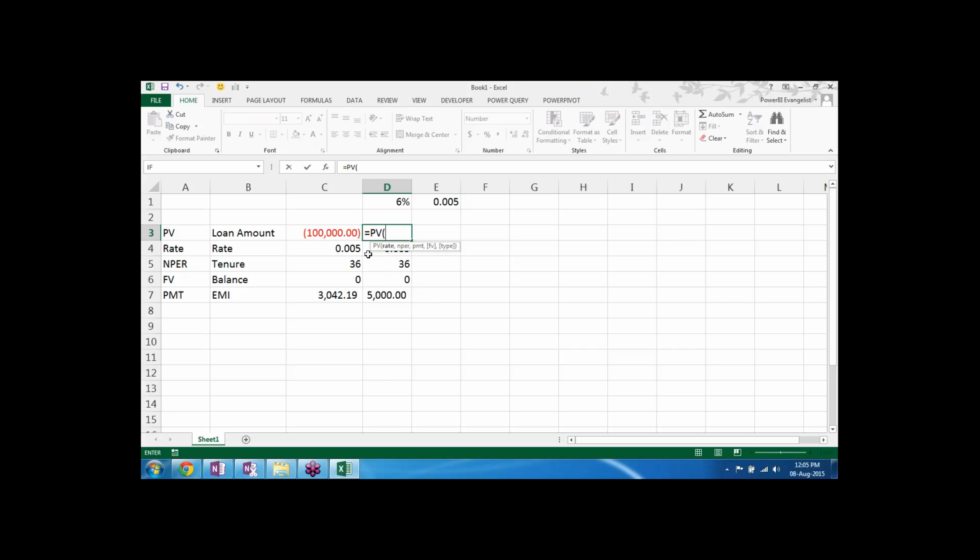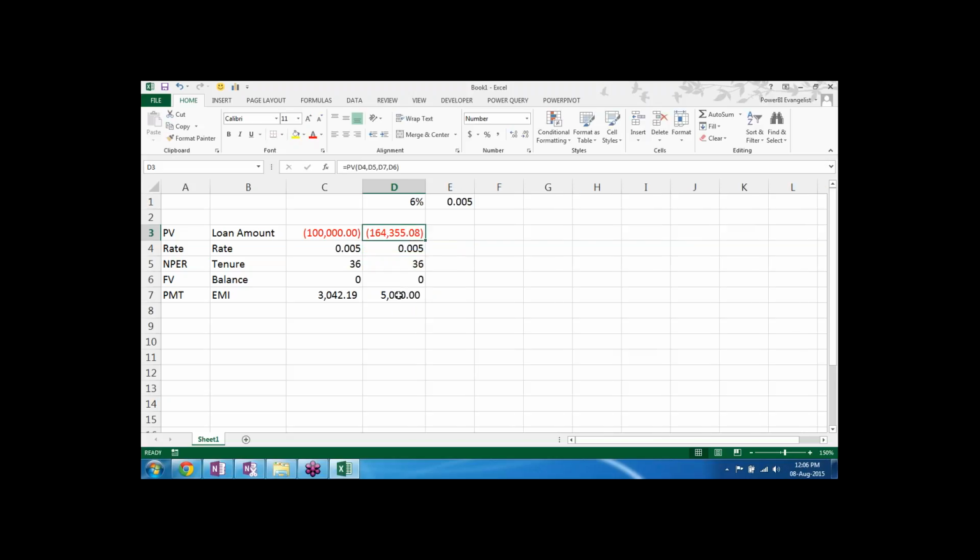So PV. It asks for rate. So this is my rate. It is asking for NPER. It is asking for payment, how much payment you will give. And it is asking for future value, which is always 0. And press enter. So you can see that if you pay a 5,000 EMI, the loan is 1,64. So now you can do that analysis.